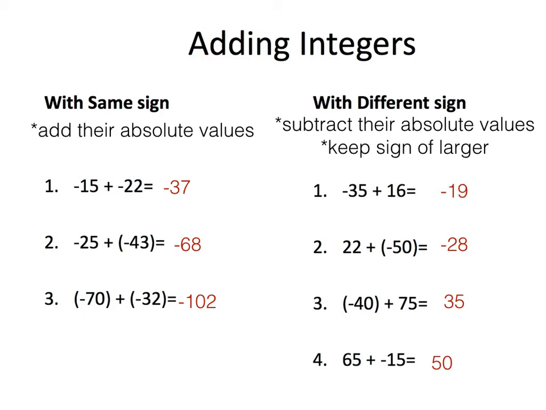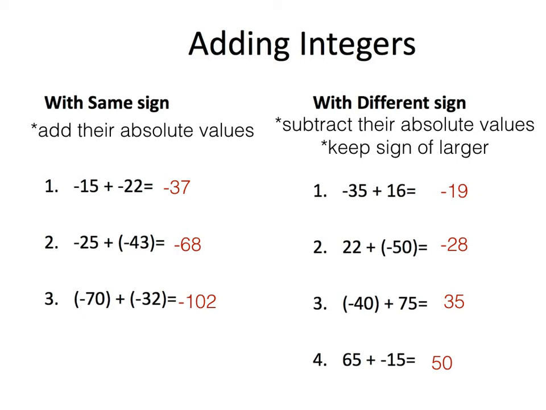So for number 1, -15 and -22 both are negative, so we add 15 plus 22 and we keep the negative sign, so -37. Same with problem 2. Add and keep. Both are negative, so 25 plus 43 is 68. Keep the negative. Number 3. Again, both negative, so we add and keep. 70 plus 32 is 102. We keep the negative sign.